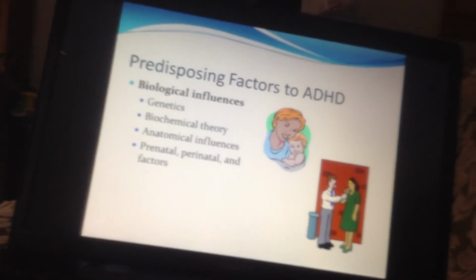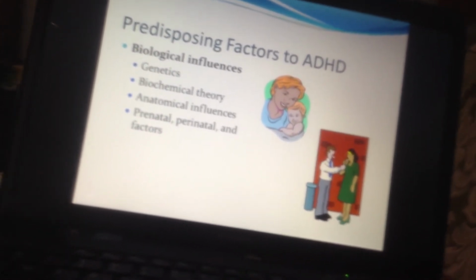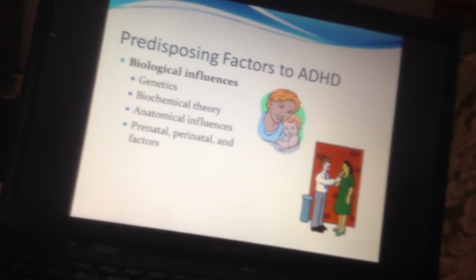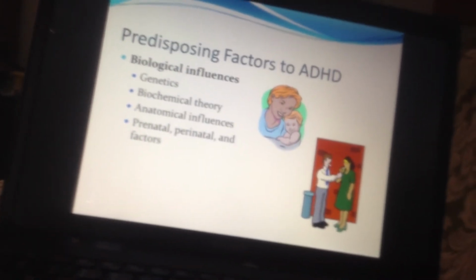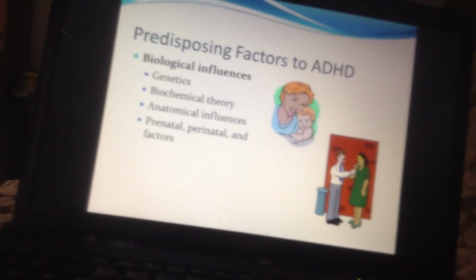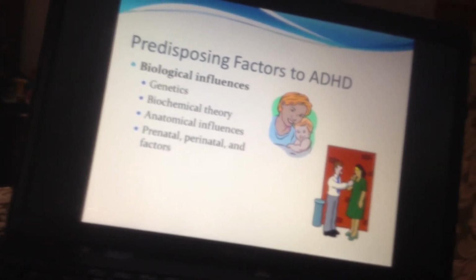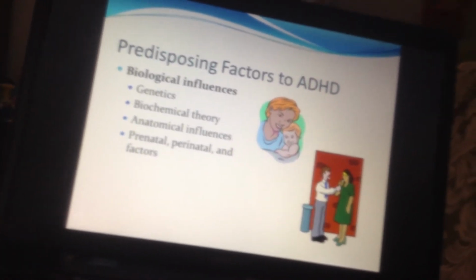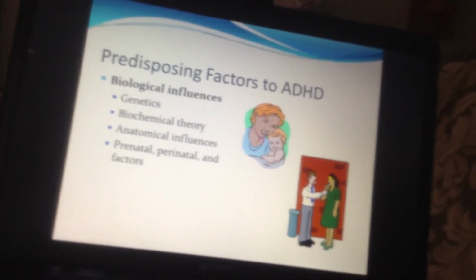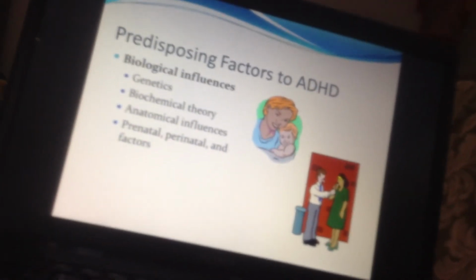Predisposing factors, genes, again, we talked about genetics, so I'm not going to go over that. Biochemical theory, you want to look at dopamine, norepinephrine, and serotonin. Those are the neurotransmitters that could predispose a child to ADHD. With prenatal and postnatal factors, if you had a mom that smoked during pregnancy or was drinking alcohol, those could be issues that could lead to ADHD.